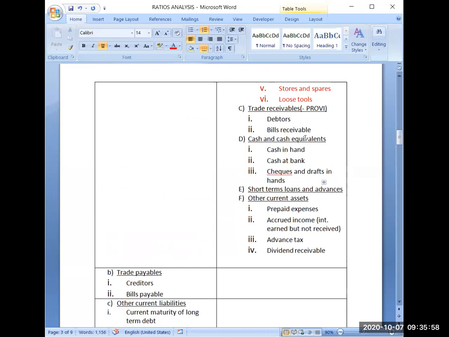Then next is cash and cash equivalents: cash in hand, cash at bank, cheques in hand. These all will be counted as current assets. If any short-term loans are given, prepaid expenses, accrued income, advance tax, these all will be counted in the value of current assets.